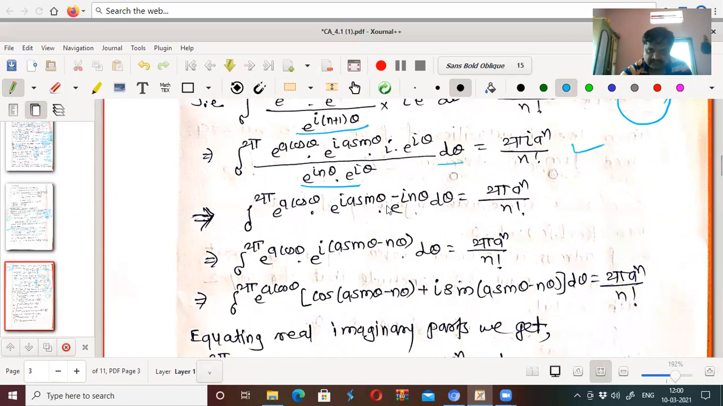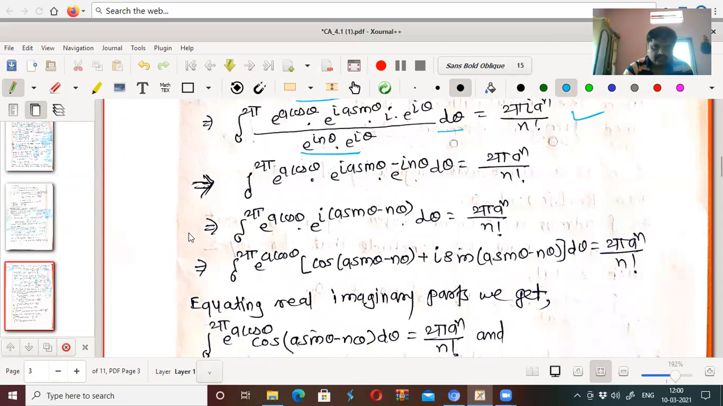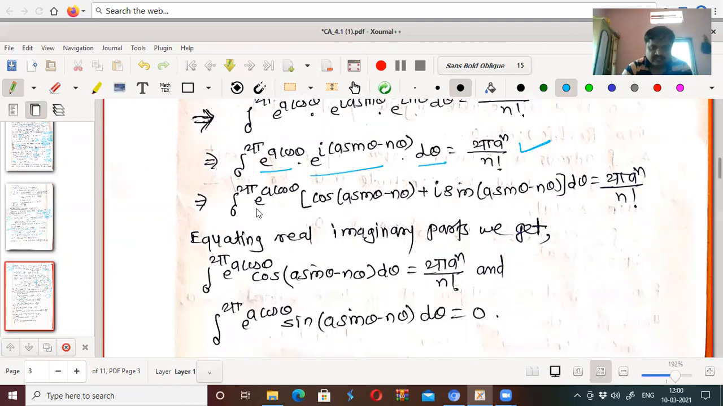We get e^(-i n θ) with respect to θ equal to 2π a^n upon n factorial. This implies 0 to 2π e^(a cos θ) e^(i (a sin θ - n θ)) with respect to θ equal to 2π a^n upon n factorial. So 0 to 2π e^(a cos θ) into bracket. We know that e^(i θ) is cos θ plus i sin θ. So we get cos of (a sin θ - n θ) plus i into sin of (a sin θ - n θ) with respect to θ equal to 2π a^n upon n factorial.